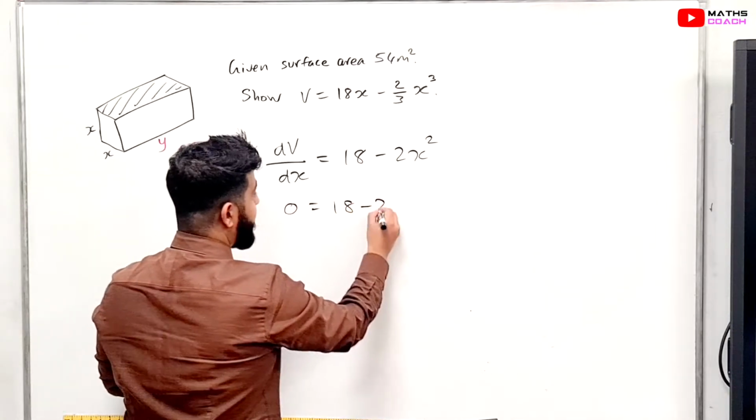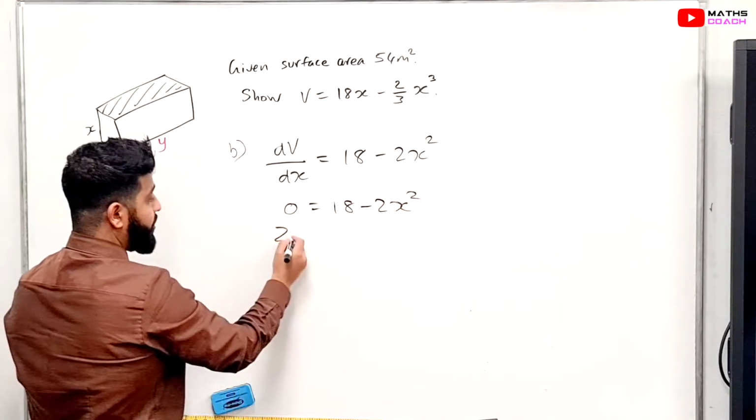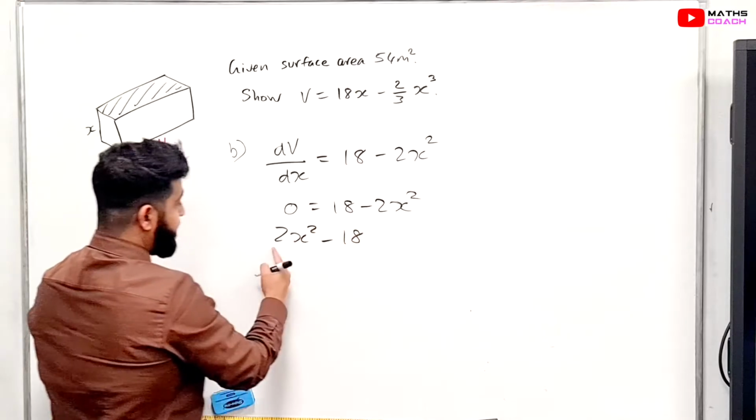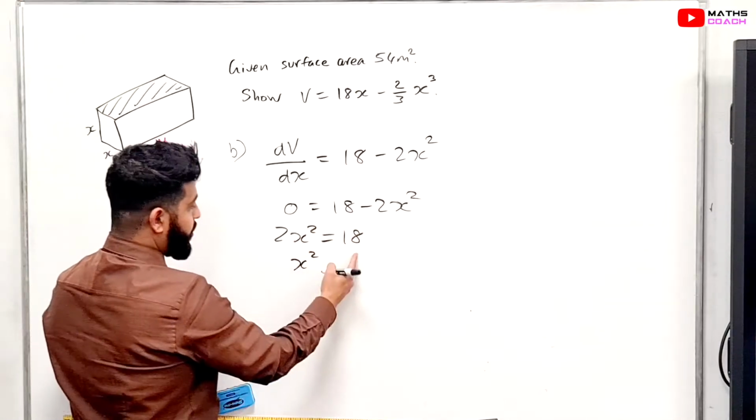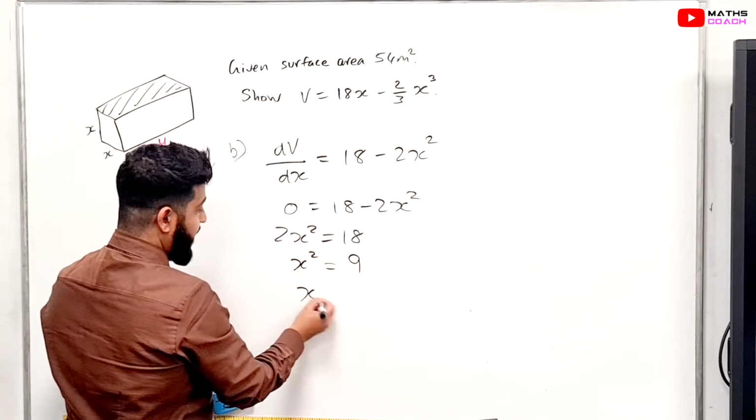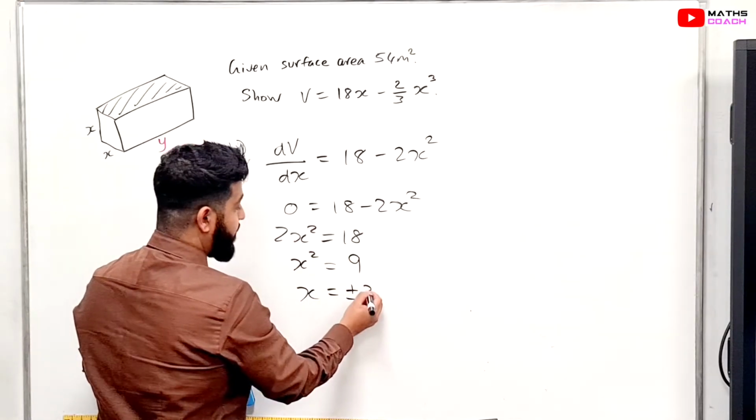I have 18 minus 2x squared equals 0. Take the 2x squared to this side. Divide by the 2. So that I'll get 9. And x is equal to plus or minus 3.